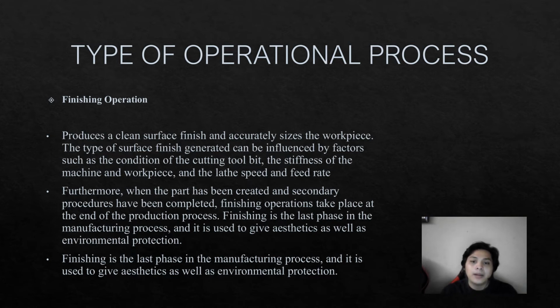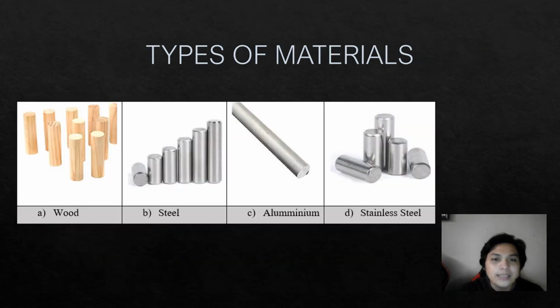Furthermore, when the part has been created and secondary procedures have been completed, the finishing operation takes place at the end of the production process. Finishing is the last phase in the manufacturing process, and it is used to give aesthetics as well as environmental protection. So these are the types of material that we have used.